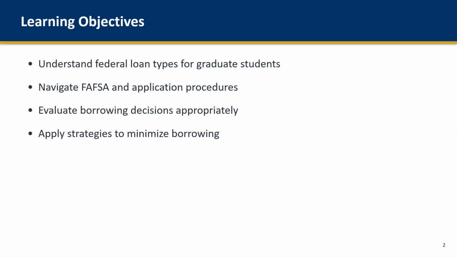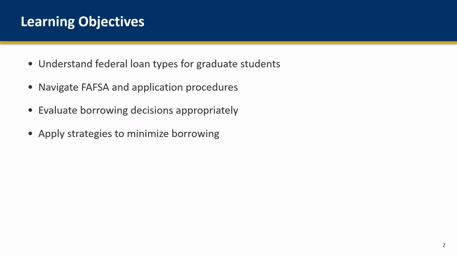Here's what you'll learn. First, you'll understand the types of federal loans available specifically to graduate students. Different loan types have different terms, limits, and implications. Second, you'll navigate the FAFSA process and loan application procedures. These administrative steps are required to access federal aid, and understanding them prevents delays. Third, you'll evaluate borrowing decisions based on your program costs and expected career outcomes. Not all borrowing is equal.